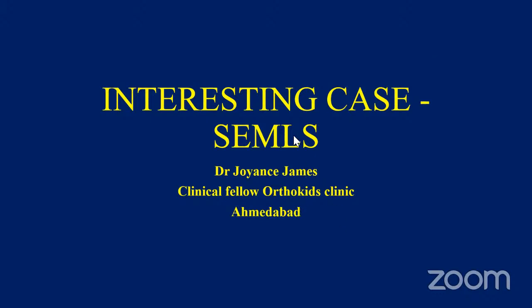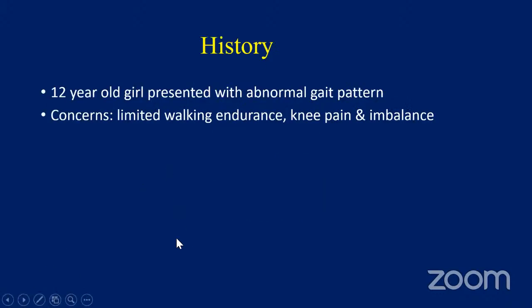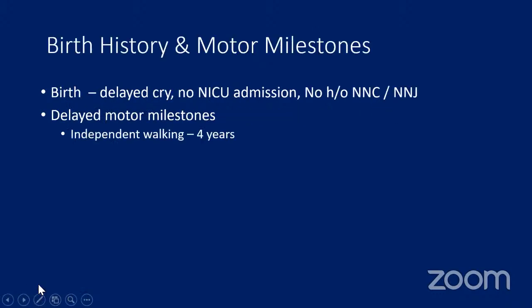Good morning, everybody. I'm presenting an interesting case of a 12-year-old girl. She presented with abnormal gait pattern, and the main parental concerns were limited walking endurance, knee pain, and imbalance. There was delayed cry at birth, and there was no NICU admission following that. And she had a history of delayed motor milestones. She started walking independently only at 4 years.